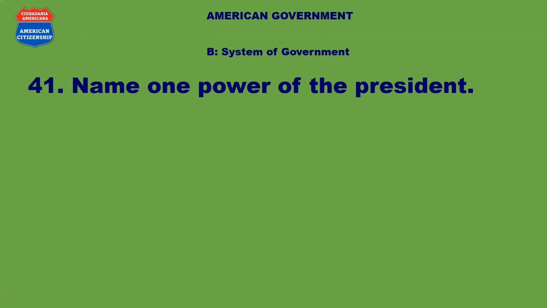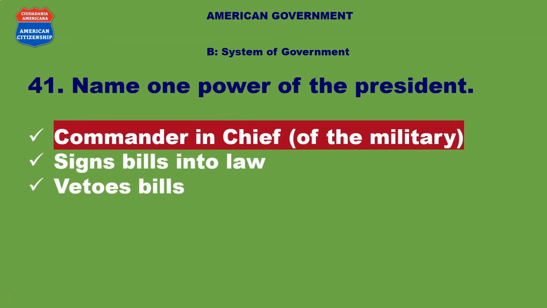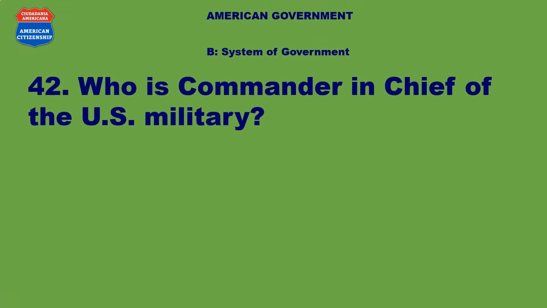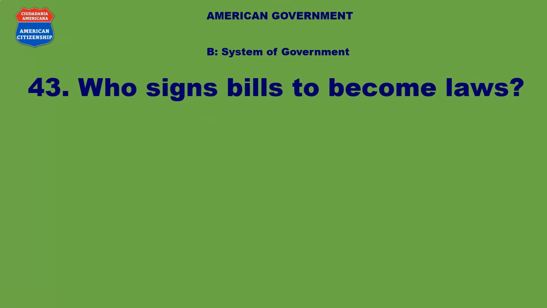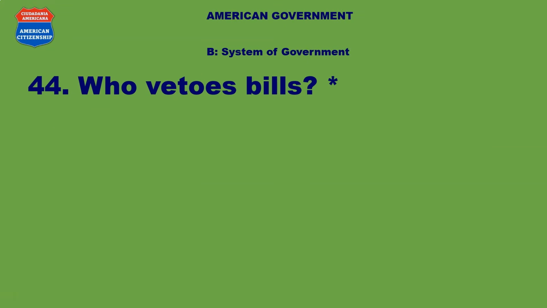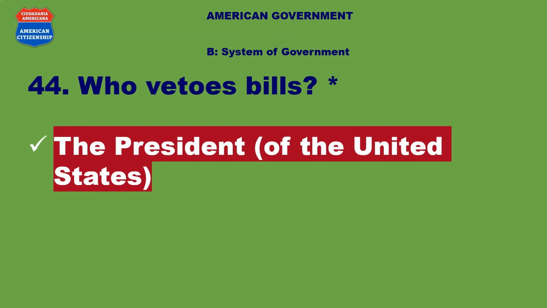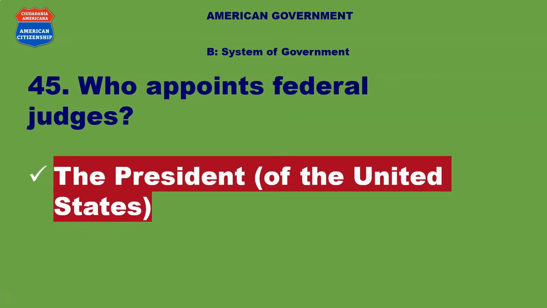Name one power of the President. Commander-in-Chief of the military. Who is Commander-in-Chief of the U.S. military? The President of the United States. Who signs bills to become laws? The President of the United States. Who vetoes bills? The President of the United States. Who appoints federal judges? The President of the United States.